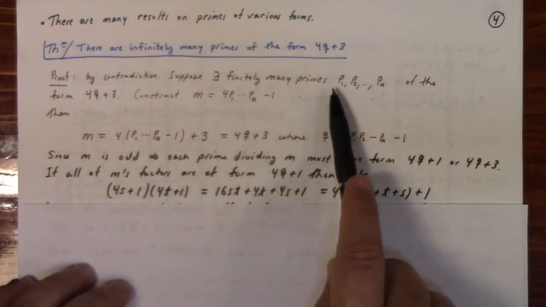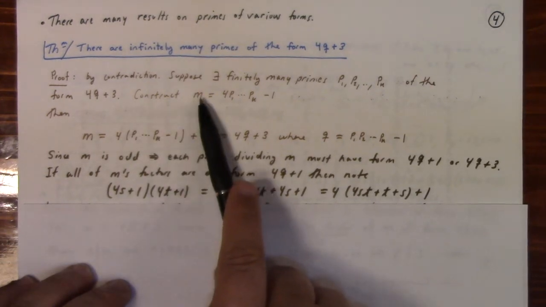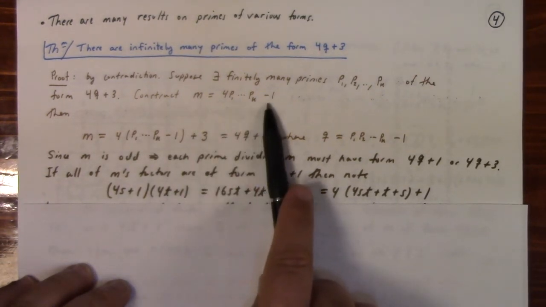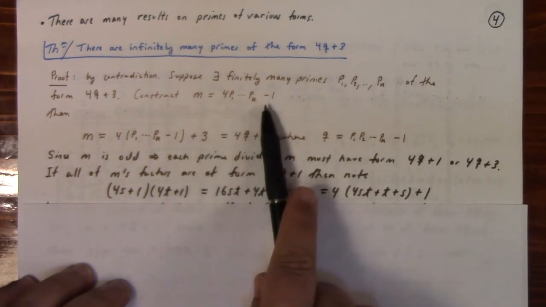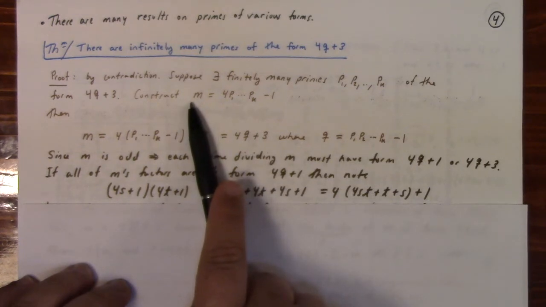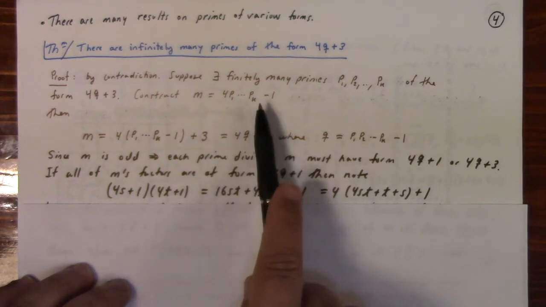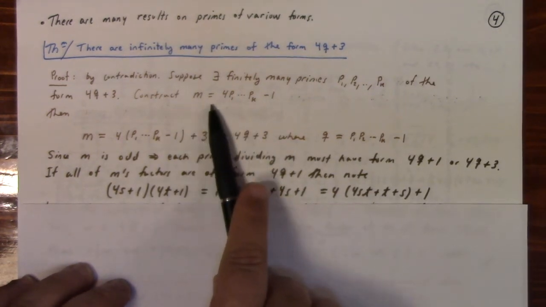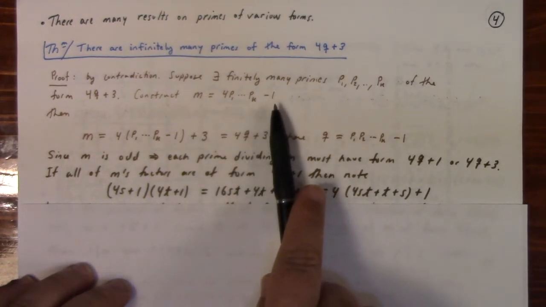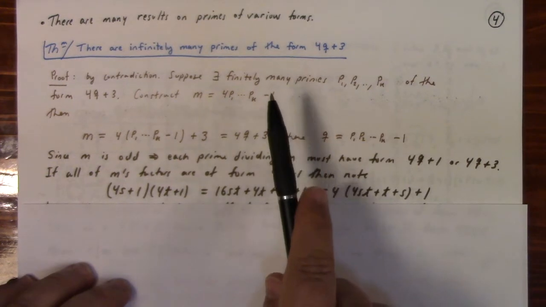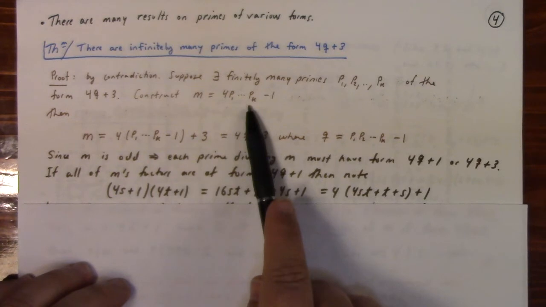Suppose there exist finitely many primes, p1 through pk, of the form 4q plus 3. Construct m equal to 4 times p1 through pk minus 1. Now, why construct m like this? No one ever explains why. But anyway, this process of mathematical tradition has been handed down by our mathematical forefathers, so we do it. I'm sure there's a subclass of mathematicians who can explain this, but I'm not in that select guild, sadly.